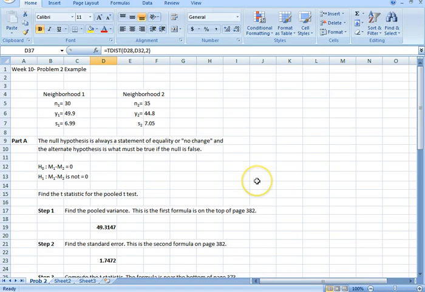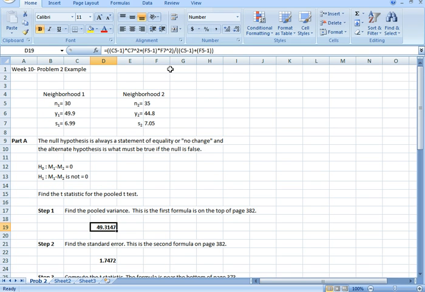So if we want to test this hypothesis, we're going to end up in part A by finding the p-value. A few steps we have to go through to get there, so let's go ahead and take a look at what we need to do. So step 1, we're going to find the pooled variance. Now this formula is in your text at the top of page 382 if you'd like to open it and take a look at it. I have solved it here in Excel. We'll take a look at it. A little bit involved, so you may want to pay attention to this.